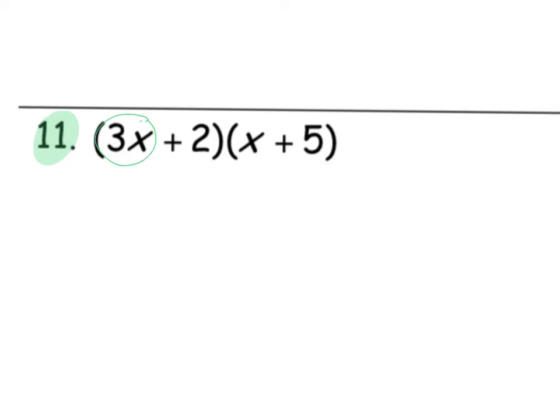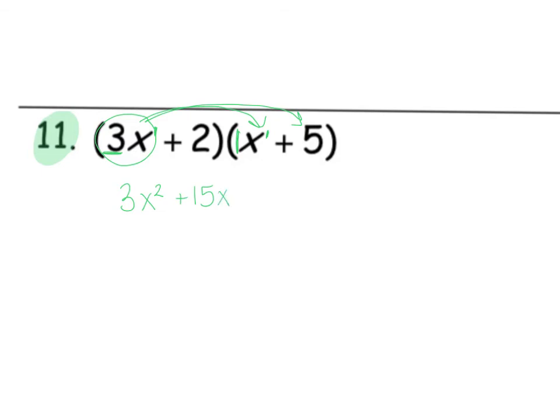3x is going to be multiplied to the x. I have a coefficient of 3 and a coefficient of 1. So again, I'm multiplying those coefficients and I get 3. I have a base of x with an exponent of 1 and an exponent of 1. So I get 2 as my new exponent. I'm going to multiply the 3x to the 5, and I get 15. There is no other x, so I'm just copying down the x.